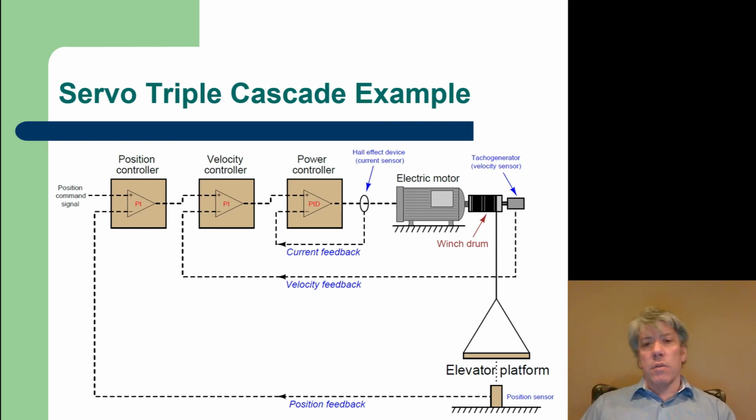So you can see how we're measuring three different variables here: the current, the velocity, and position, and have a cascaded setup in order to control all three. Now this can make the control of the elevator much better. It can do all sorts of things. In fact, you can limit jerk and make smooth motion here, which is useful not just for people to feel comfortable, but for many other things as well. So this is an example of a triple cascade setup.